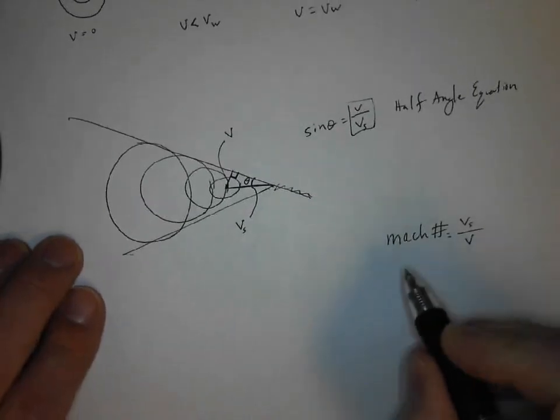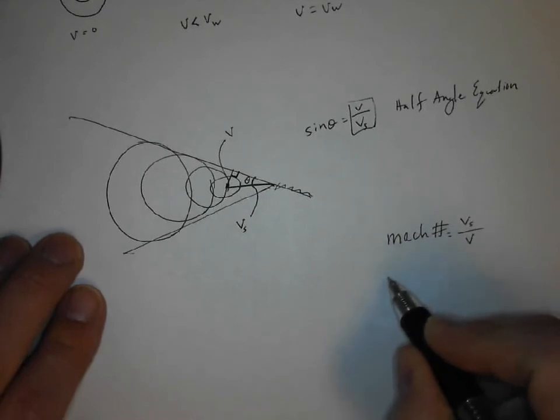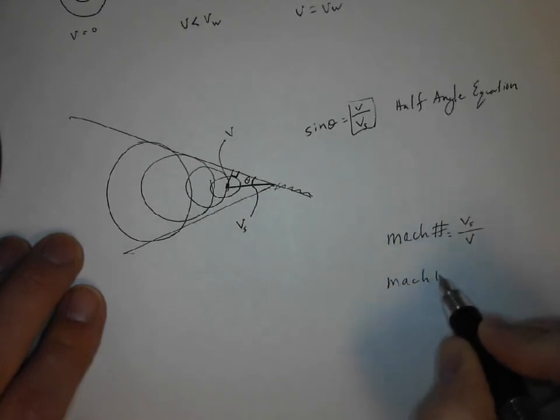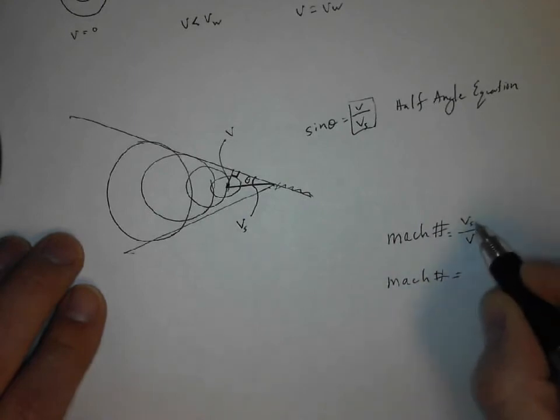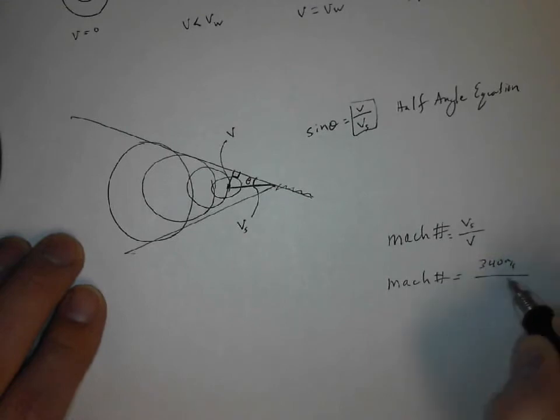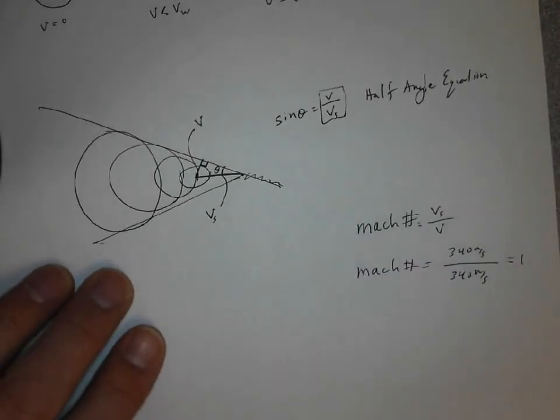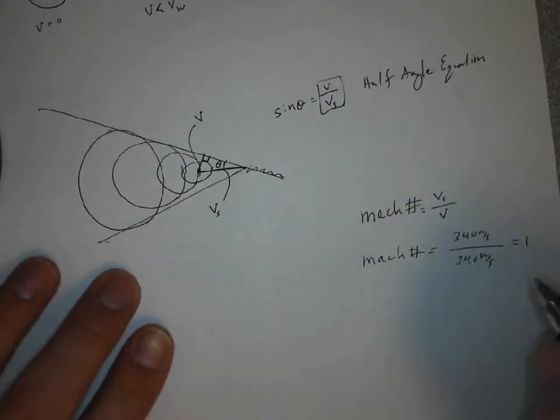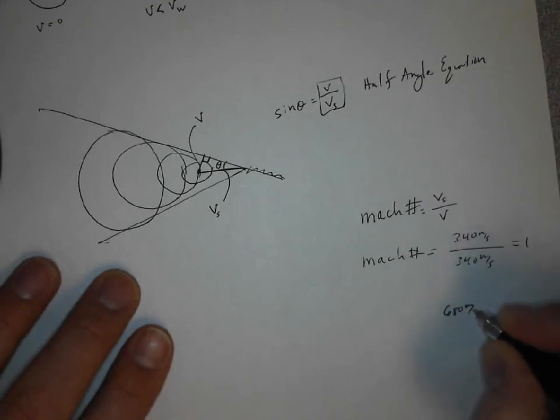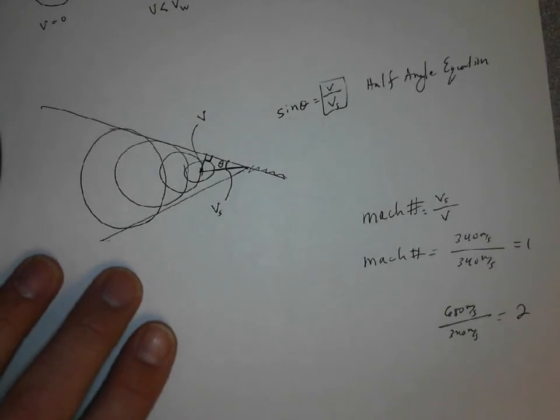A classic example of this would be: my Mach number is going to be equal to Vs, once again the speed of the object. Let's say it is going 340 meters per second, and the speed of sound through air is 340 meters per second. That just equals 1, a Mach number of 1. So if I'm going Mach 1, then I'm going at the speed of sound. If I was going 680 meters per second, then that would be Mach 2, and so forth.